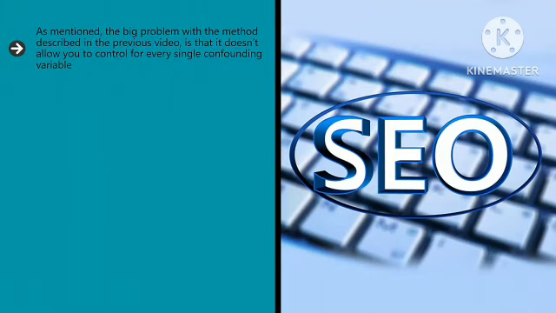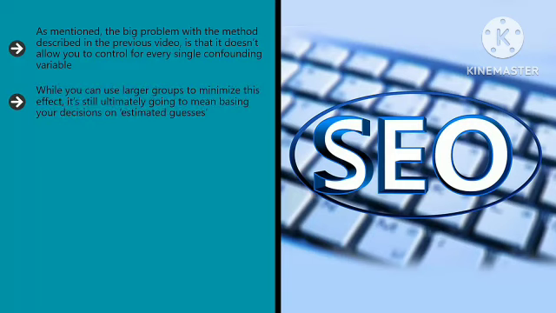The technical bit, using redirects. As mentioned, the big problem with the method described in the previous video is that it doesn't allow you to control for every single confounding variable. While you might run lots of tests with very similar pages, they are still different pages, and they might still succeed or fail based on other factors. While you can use larger groups to minimize this effect, it's still ultimately going to mean basing your decisions on estimated guesses.